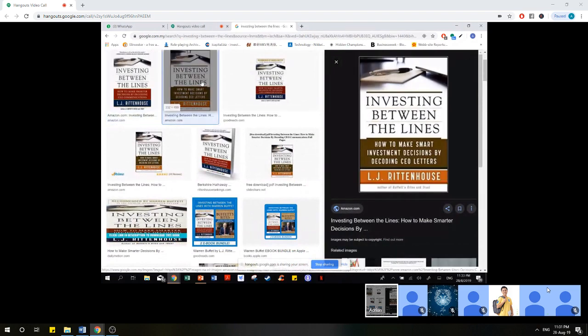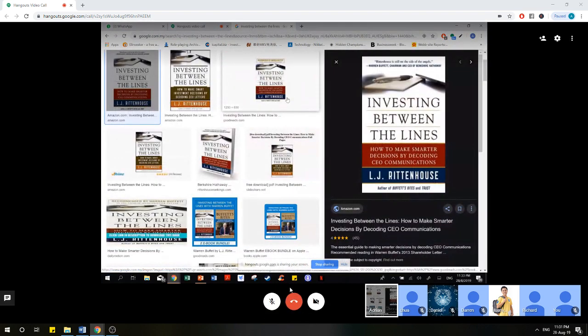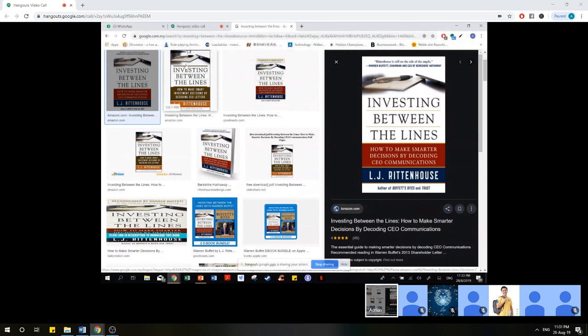And just to add on, because I was researching A2 Milk, Bell Potter actually supported A2 Milk since, I think, 20, I forgot, very long ago. About the same time that you bought. Yes. And then they supported until now. Then suddenly they changed to sell. So you can see, like, wow.